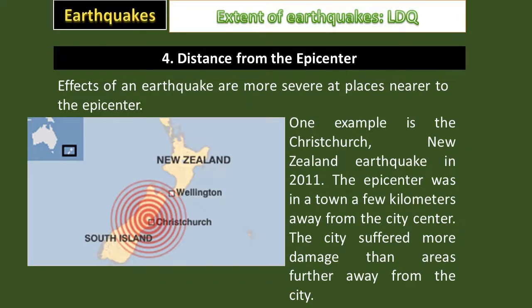An area that is near the epicenter will definitely experience a more severe earthquake. This is the fourth factor, called distance from the epicenter. A good example of an earthquake will be the one that hit Christchurch, New Zealand in 2011. The epicenter was just a few kilometers from the city center.